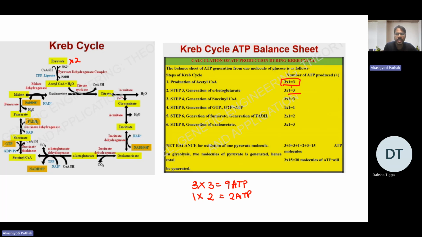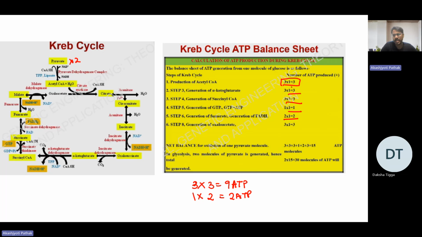Then the generation of succinyl-CoA, alpha ketoglutarate to succinyl-CoA. That will give you again another molecule of NADH. So one NADH molecule will give you 3 ATP. That is why 3 into 1. Then at this step, generation of ATP, succinyl-CoA to succinate. Here you will get one ATP molecule. Generation of fumarate: one FADH2 gives you two ATP, that is why 2 into 1, 2.